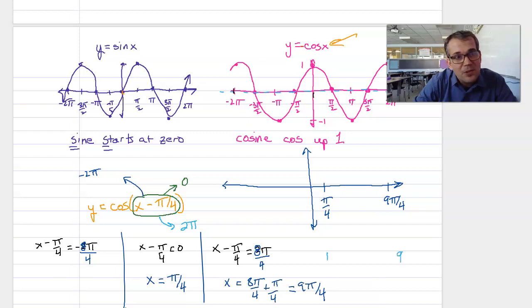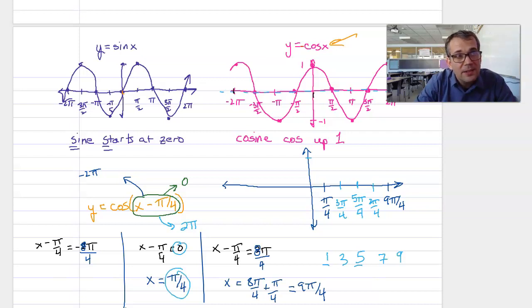And I'll find the average of 1 and 9. And I'll find the average of these endpoints. So I know that this will be 5 pi over 4. This will be 3 pi over 4. This will be 7 pi over 4. This is where 0 used to be. Now it's here. 0 is now pi over 4.